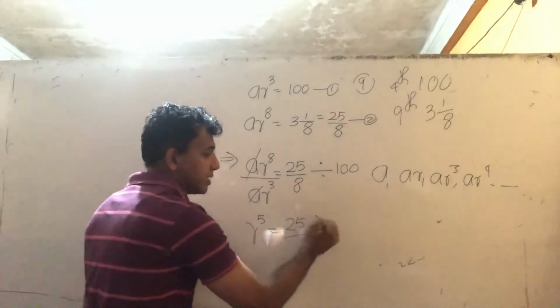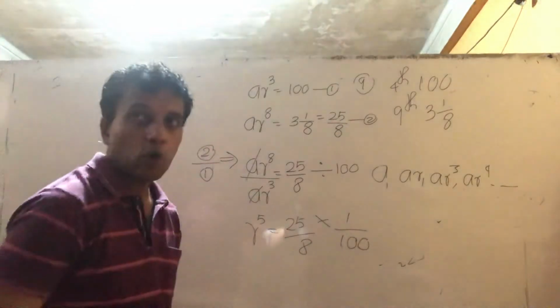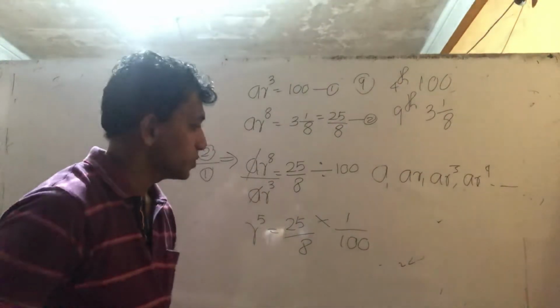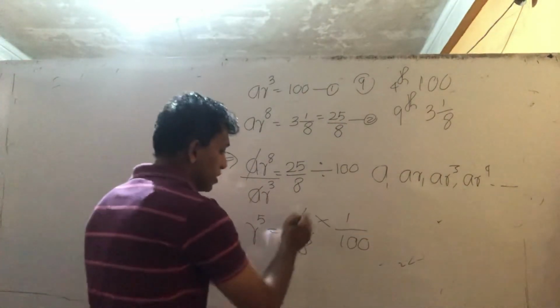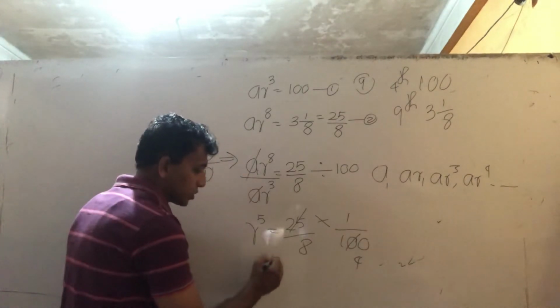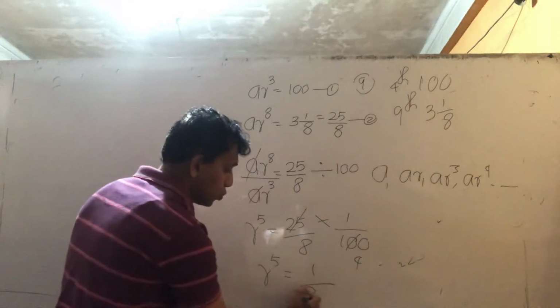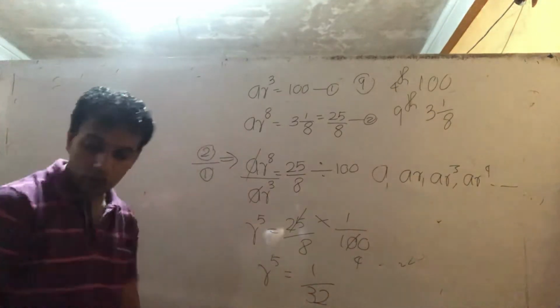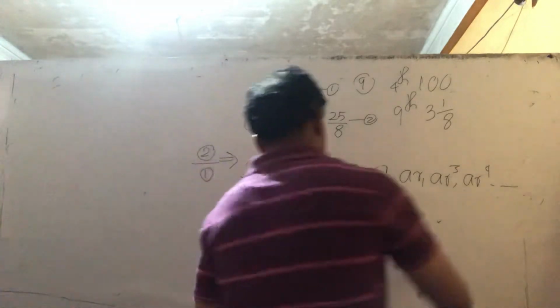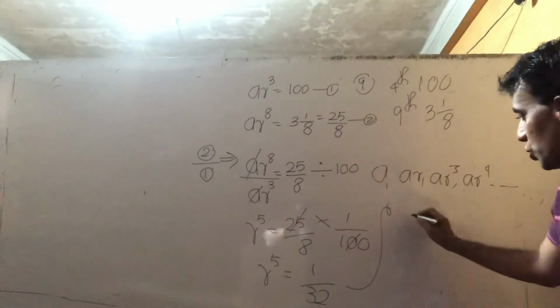Division is multiplying by 1 over 100. Okay. So what is here? 25 cuts with 100 to give 4. Therefore, your familiar values: 1 over 8 times 4, that is 1 over 32. Therefore, what is the R value in this equation?